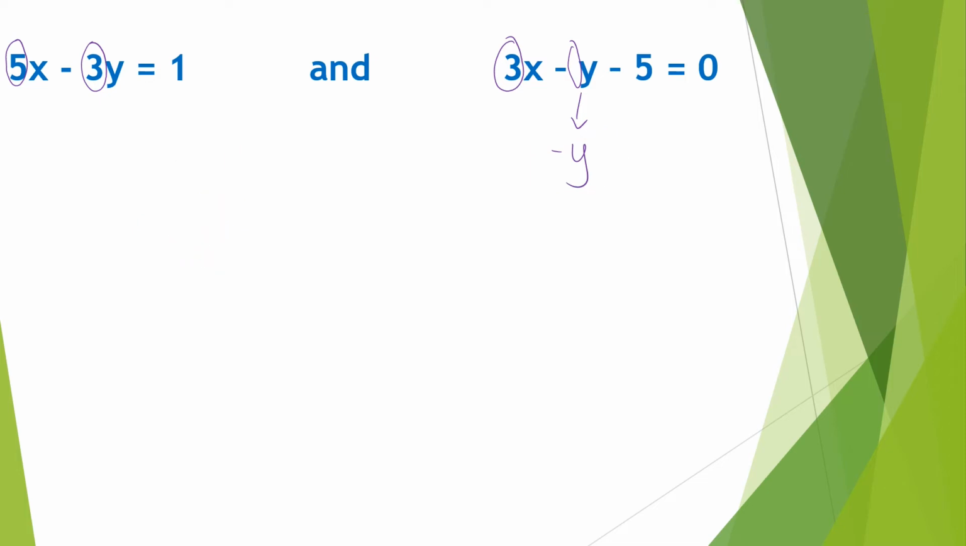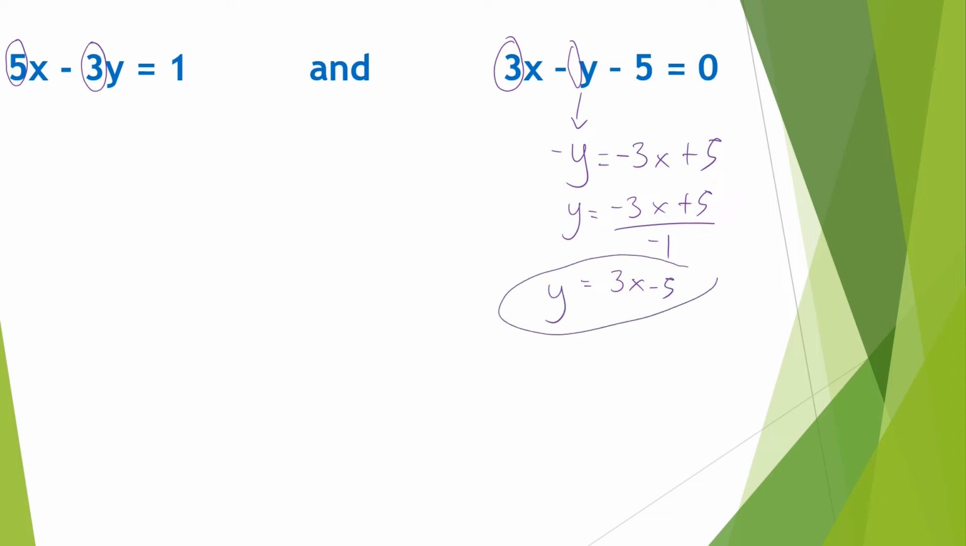So I just choose this one, minus y. Put everything else except minus y to the right side and change the sign: minus 3x plus 5. So y equals minus 3x plus 5, divided all by minus 1. Minus with minus is plus, so plus 3x, and plus divided by minus is minus 5. So we get y equals 3x minus 5.